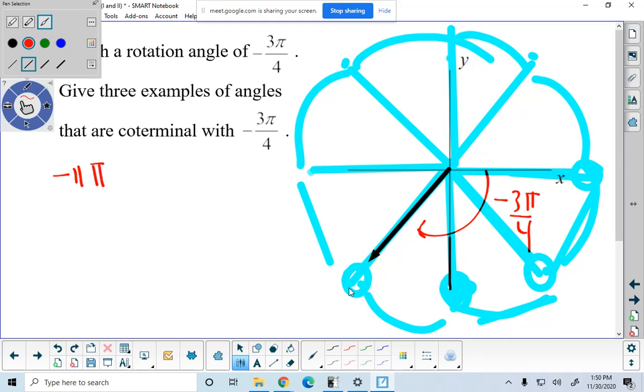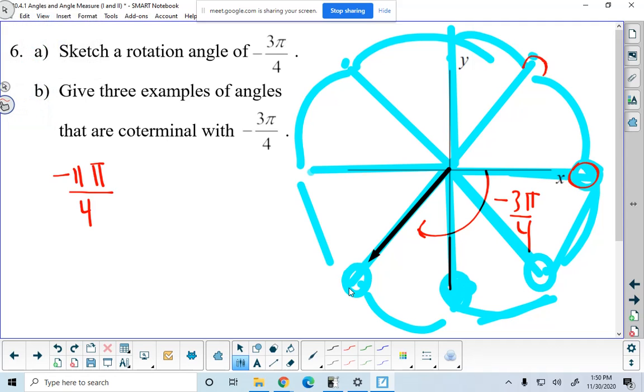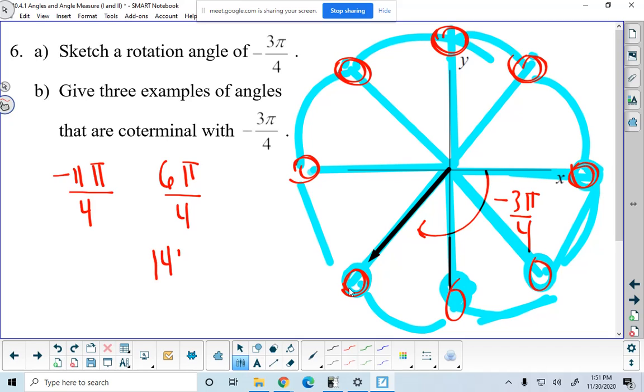I could go in a clockwise direction. 1, 2, 3, 4, 5, 6 pi over 4. I could continue. 7, 8, 9, 10, 11, 12, 13, 14 pi over 4. Any questions with that example?